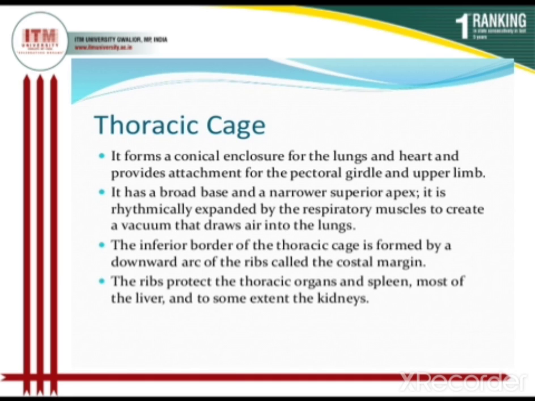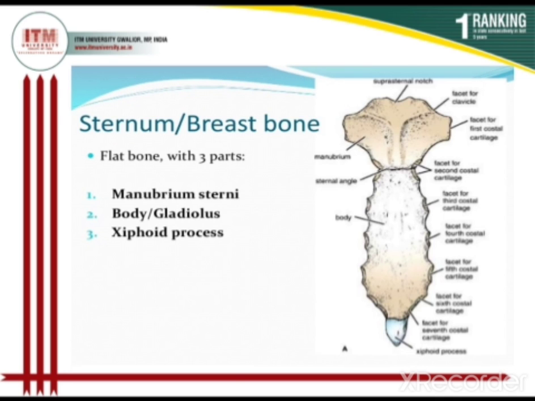The inferior border of the thoracic cage is formed by a downward arc of the ribs called the costal margin. The ribs protect the thoracic organs like the lungs and heart, the spleen, most of the liver, and to some extent the kidneys also. Okay, now this is about the sternum, the various bones and details.